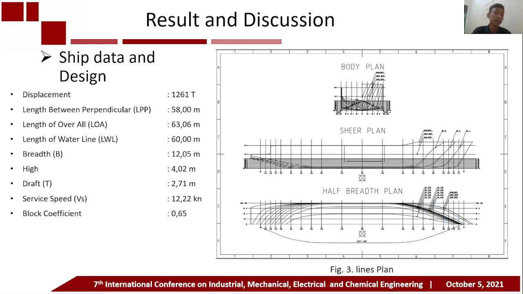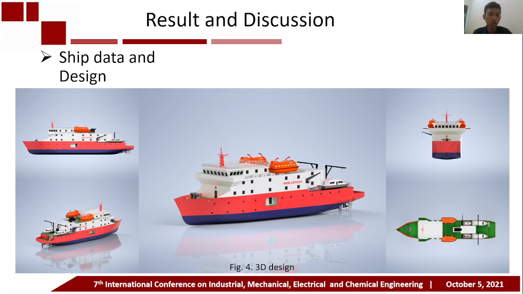In the ship data and design chapter, Figure 3 shows the line plan of the KM Lotus, which shows three different perspectives: body plan, sheer plan, and half breadth plan. And this is the ship data of the KM Lotus: displacement of 1,261 tons, LPP is 58 meters, height is 4.02 meters, draft is 2.71 meters, and the service speed is 12.22 knots.